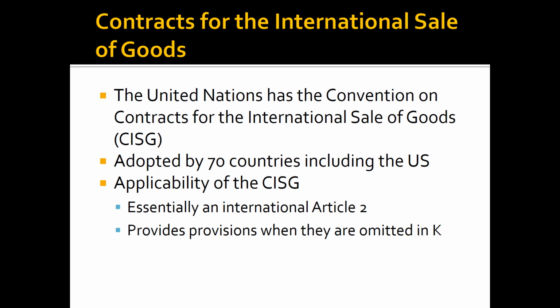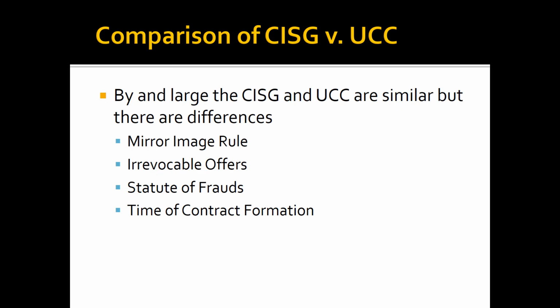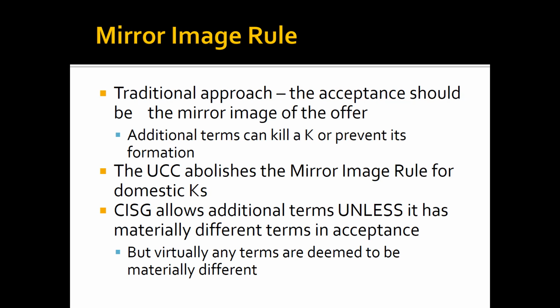Okay, the Convention on Contracts for the International Sale of Goods has been adopted by 70 countries, including the US. It's essentially an international Article 2, and it fills in some of the blanks for us. I'm not going to talk much about it, I'm afraid. It's similar, but there are some differences in the mirror image rule, the irrevocable offers, the statute of frauds, the time of contract formation.